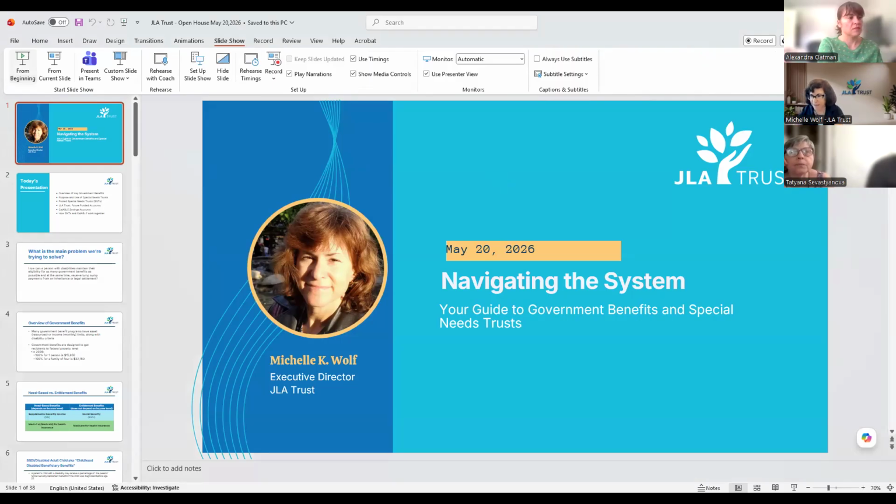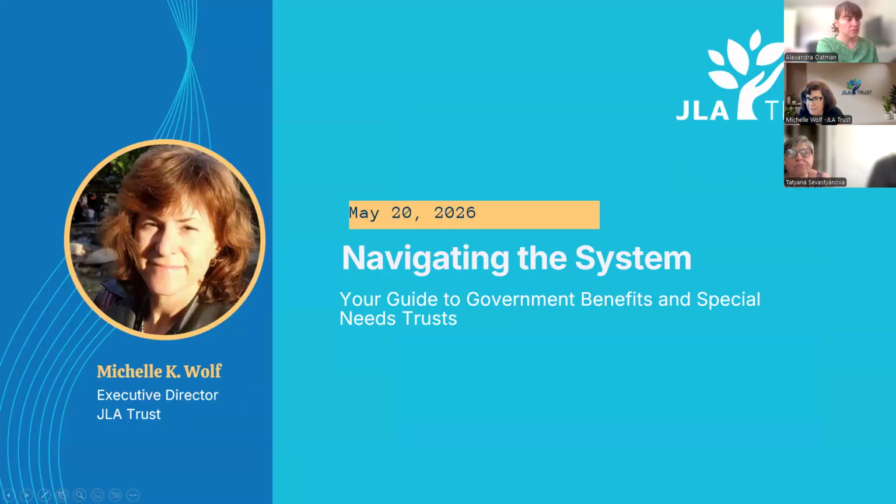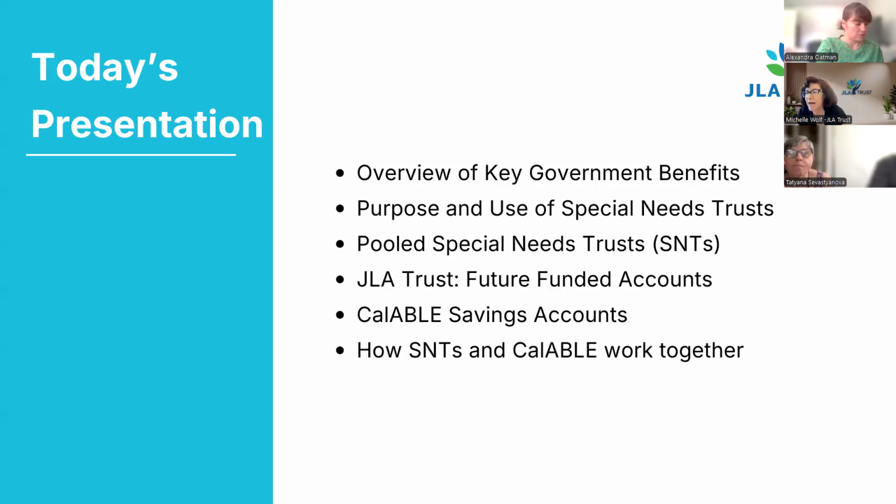Here we go. Okay, we're going to talk about navigating the system. So today we will talk about an overview of key government benefits, the purpose and use of special needs trusts, what the heck is a pooled special needs trust, what we do here at JLA Trust, CalAble savings accounts, and how special needs trusts and CalAble can work together.